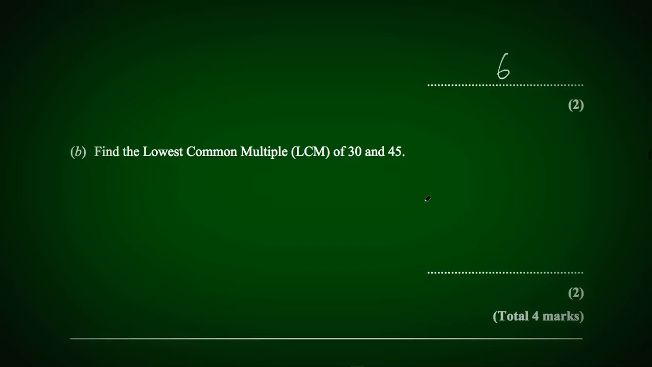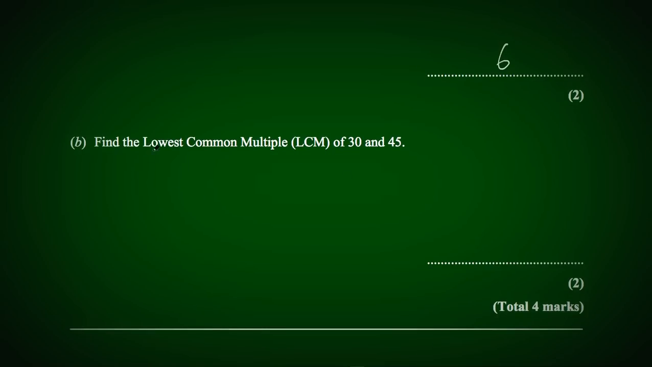Find the lowest common multiple of 30 and 45. I can list my multiples of 30, 60, 90. Already I can see that 90 is a multiple of 45 because I know that it goes 45, 90. So my lowest common multiple of 30 and 45 is 90.